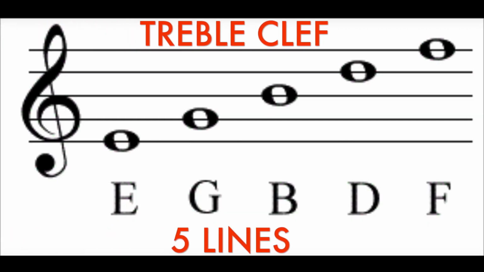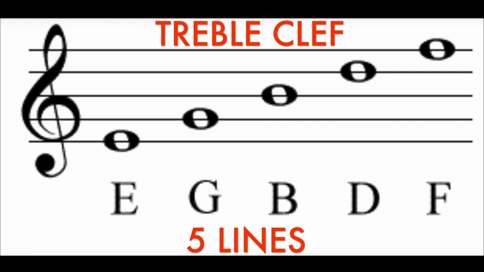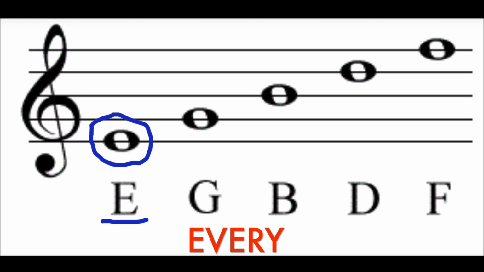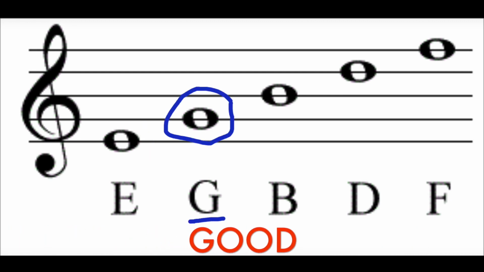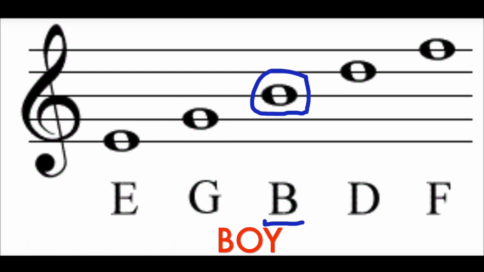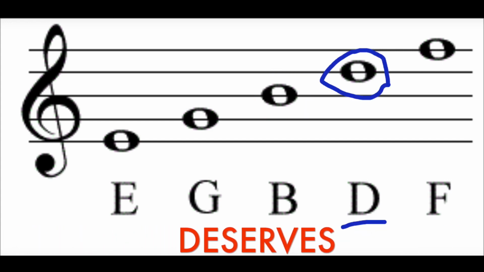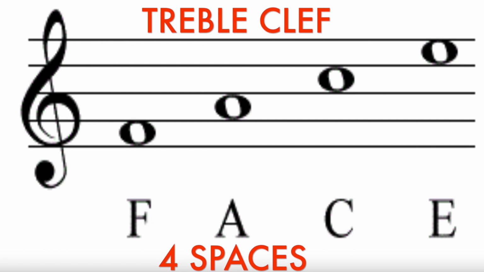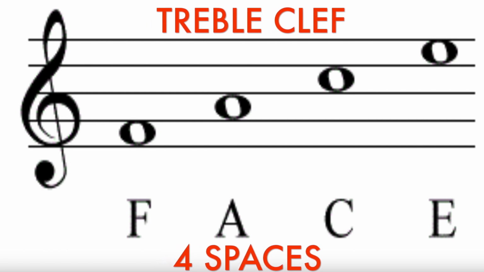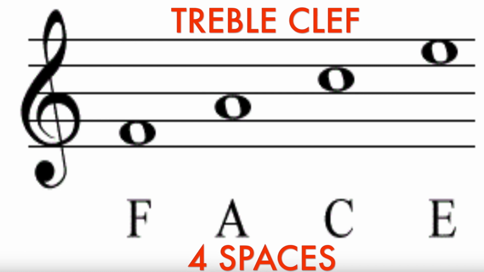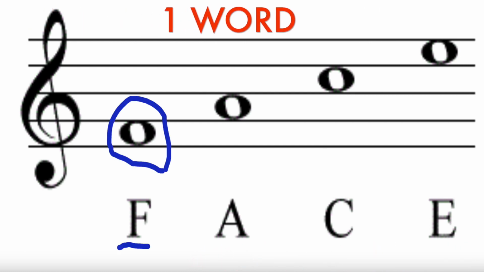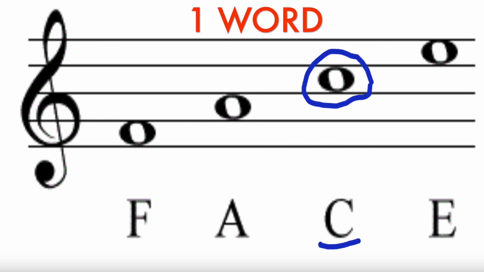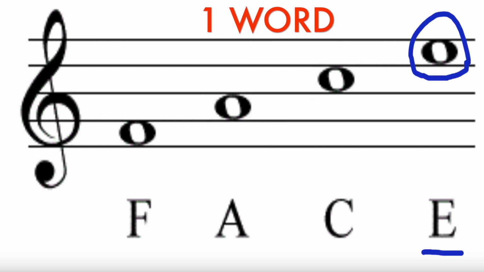We have 5 lines: E, G, B, D, and F from bottom to top. So we have E first line, G second line, B third line, D fourth line, and F fifth line. Then we have the 4 spaces in between the lines. We have one word, FACE. We have the first space F, second space A, third space C, and fourth space E.